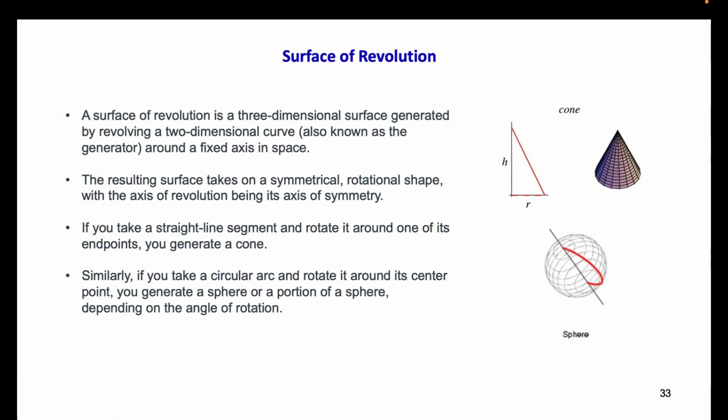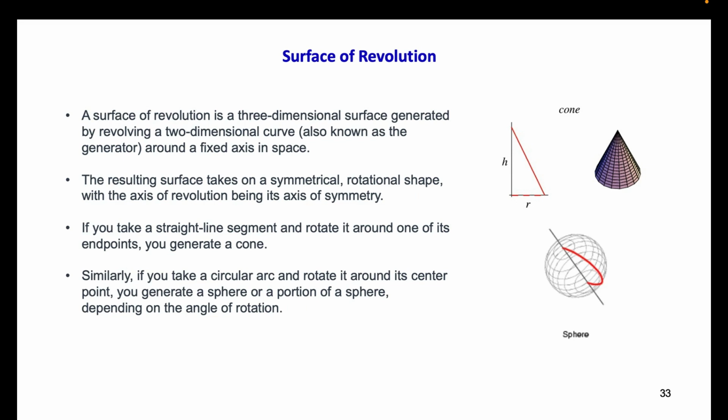Today I'm going to tell you about surface of revolution. A surface of revolution is a three-dimensional surface generated by revolving a two-dimensional curve, which is also known as a generator, around a fixed axis in space. The resulting surface takes on a symmetrical rotational shape, with the axis of revolution being its axis of symmetry.